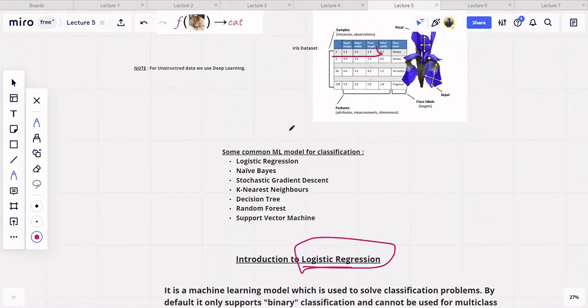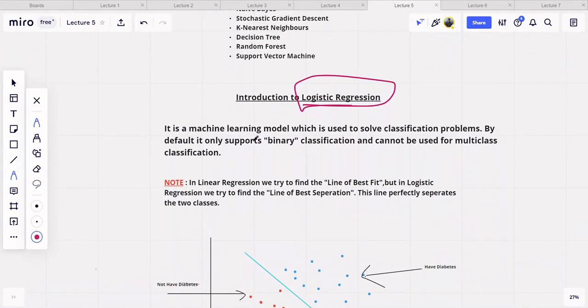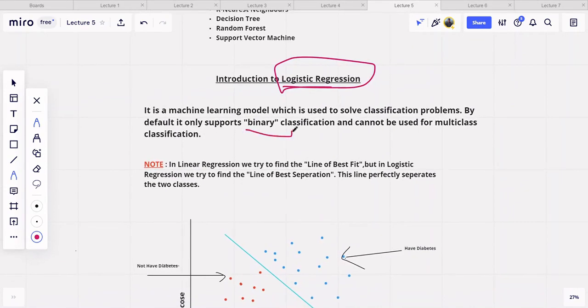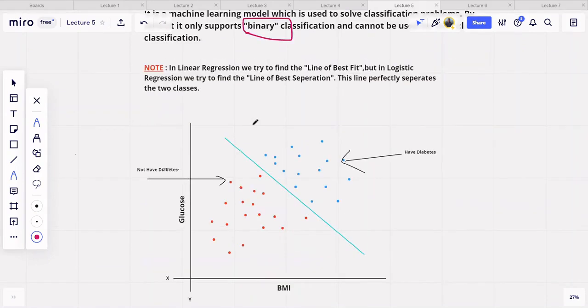And the most common and the most basic ML model that we can use to solve classification problems is called logistic regression. Now logistic regression only supports binary classification, so we use logistic regression only for binary classification problems. So for example, if you want to predict if a mail is spam or not, then in that case we can use logistic regression.